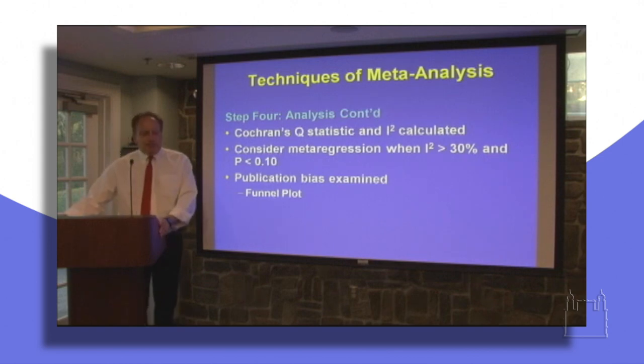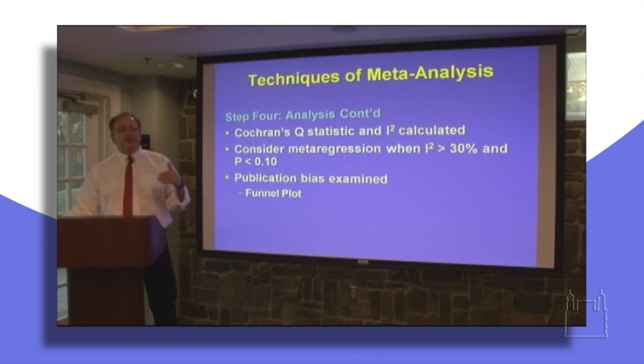Lastly, in terms of the different techniques, the most important thing to look at when you see a meta-analysis is the Cochrane Q statistic and the I-squared. What this does is it tells you if the studies included have similar effects. Let me concentrate on the I-squared. The I-squared can vary from 0 to 100%. If the I-squared is above 30%, it means that the studies shouldn't be combined.